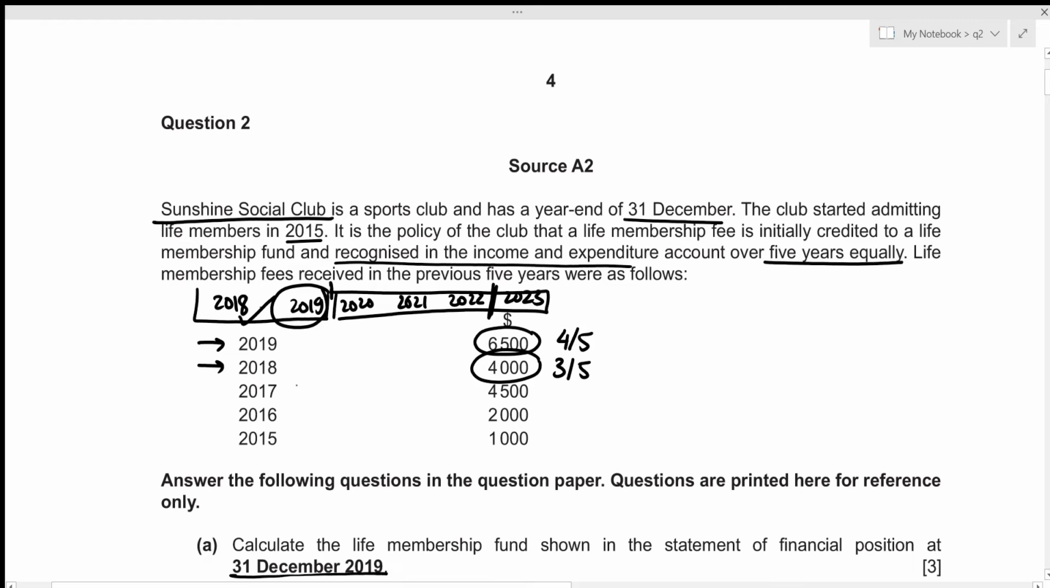For 2017, that would be 2 parts out of 5 parts. For 2016, that would be 1 part out of 5 parts, because for the remaining years, it has already been recognized in the income and expenditure account. And for 2015, that's going to be 0 parts out of 5 parts, because all of this amount has already been recognized in the income and expenditure account over 5 years, since this is 2015, 16, 17, 18, and 19. So all 5 years has already been recognized. In this way, we will now figure out the total fund.